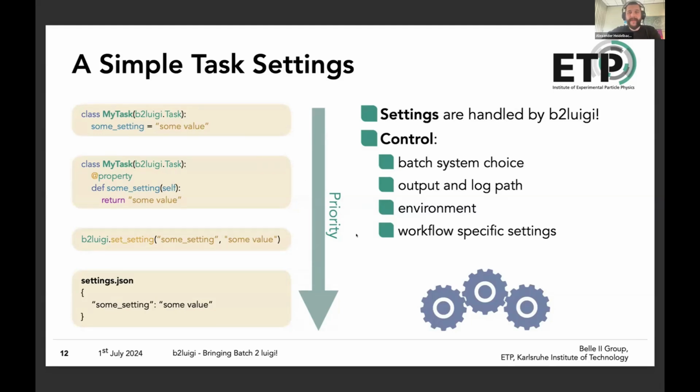We have a settings system which helps you to configure your task to your specifications. And you can control something like the batch system size, the output and logging paths, the environment, and other workflow-specific settings. We have 4 different ways of setting up settings. You can make it an attribute of the class, a property. You can use, as we've seen before, the set setting method, or you can provide the settings.jsons, with priorities from top to bottom. So you can make first task specific settings and then global settings.